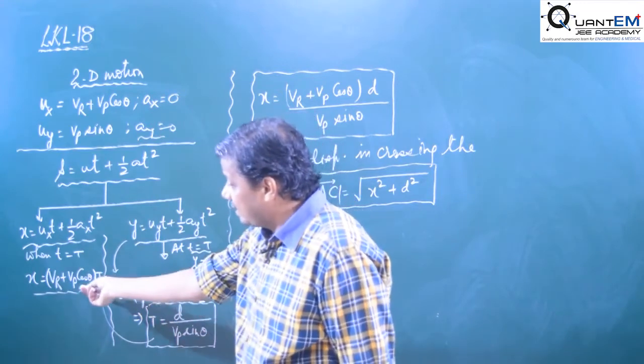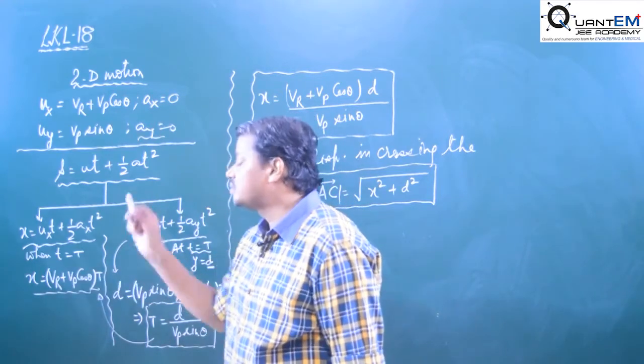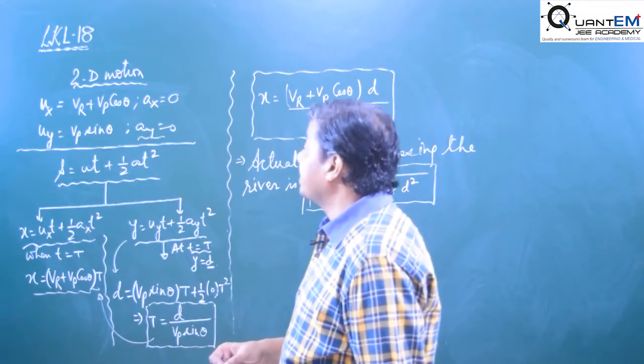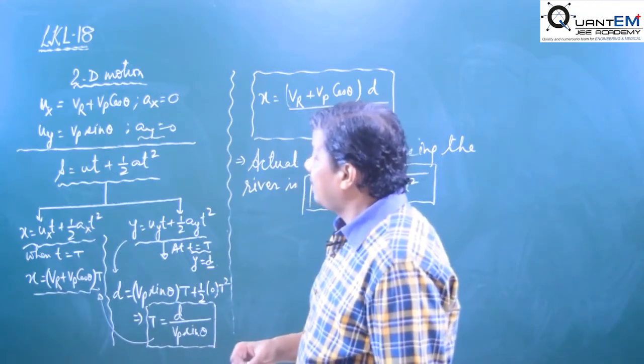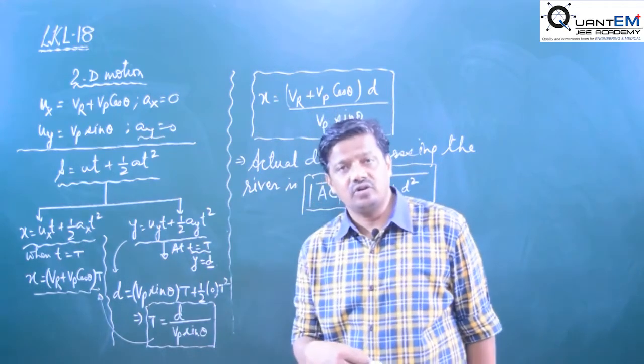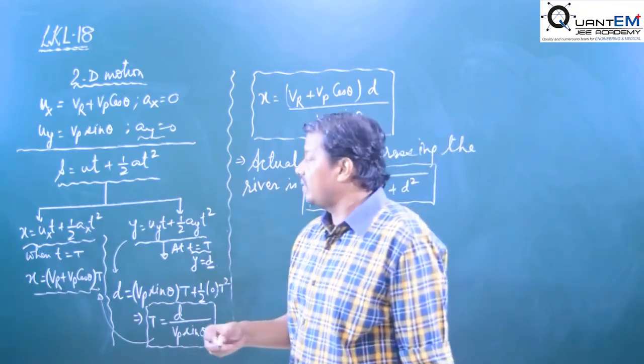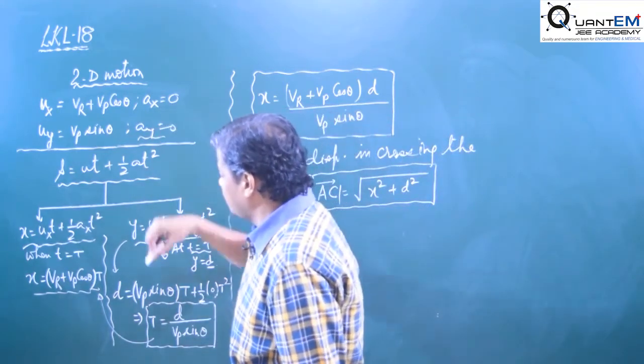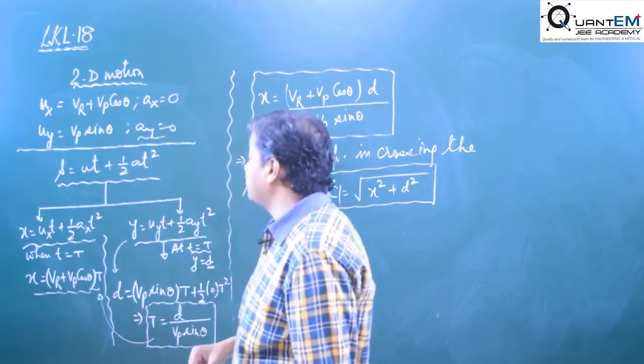Putting this result in along the x coordinate, we'll get the horizontal displacement. And if acceleration is also defined, you may have been given the value of acceleration in the question, then you have to take acceleration in x and y also. So putting the values, you will get the results.